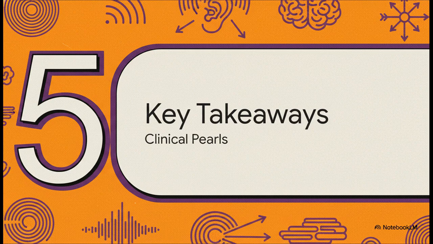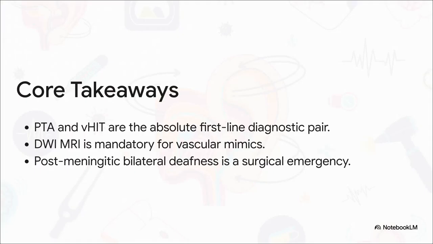Let's wrap things up with Section 5, key takeaways and pearls. So let's lock in our systematic protocol with a quick summary. These 3 points should really anchor your daily clinical decision-making when facing acute vestibulocochlear loss. Number 1, pure tone audiometry and vHIT are your absolute first-line diagnostic pair. Use them to baseline the damage and map the deafferentation.